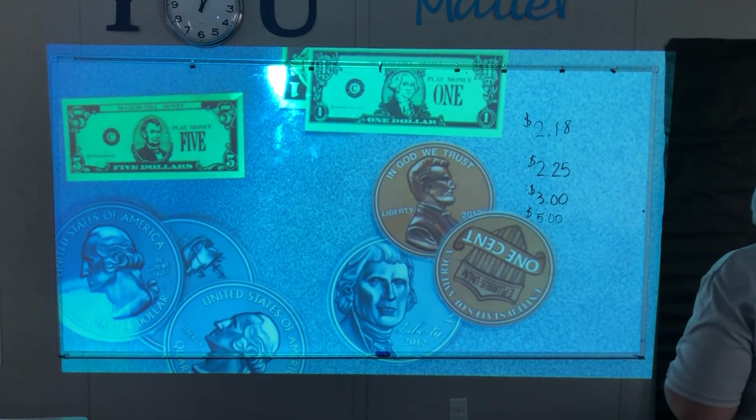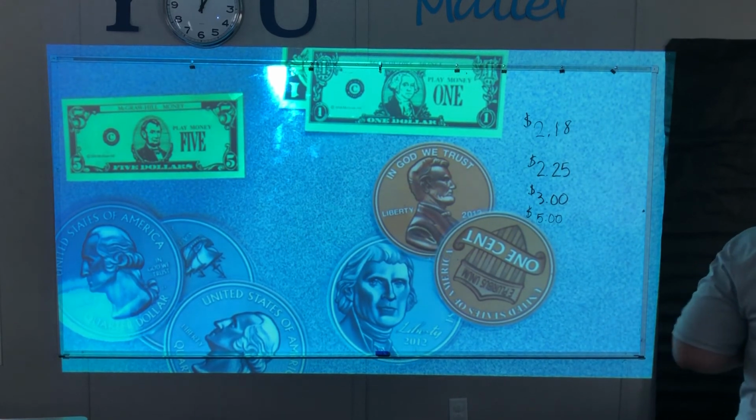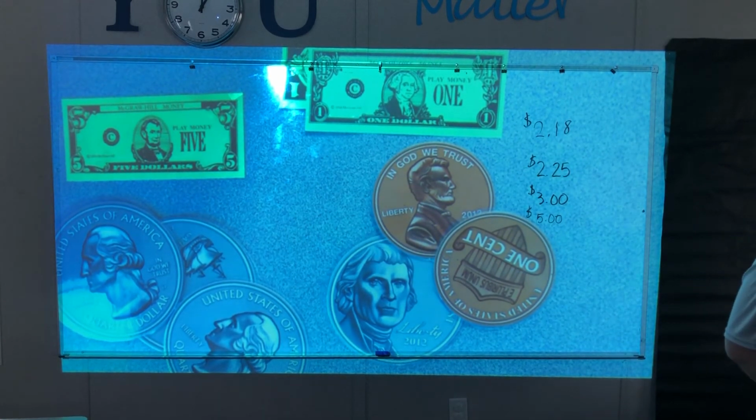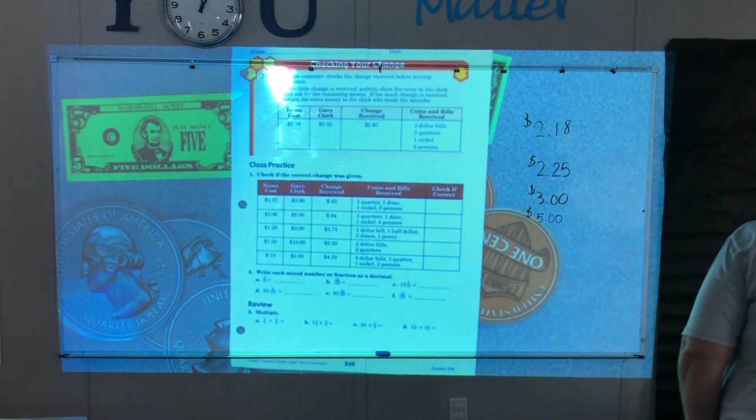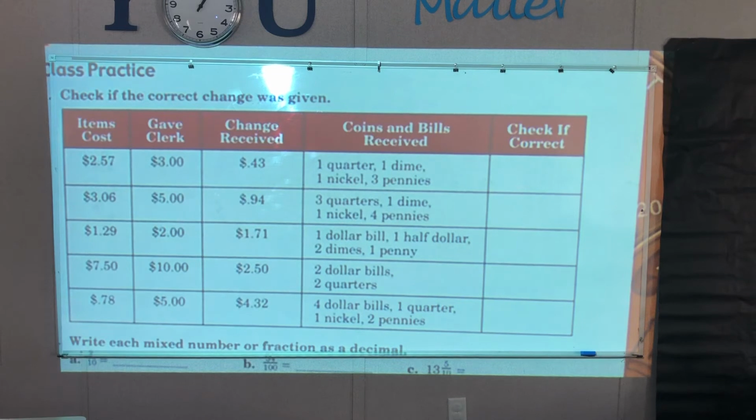Let's go to your worksheet and check to see if some of the examples they give us are correct or not. So here's your work. Okay, so this is your worksheet. We're on page 249, lesson 138. So you have here a chart. It tells you the first item that you're going to buy is $2.57. You're going to give the clerk $3, okay? And they give you back 43 cents.